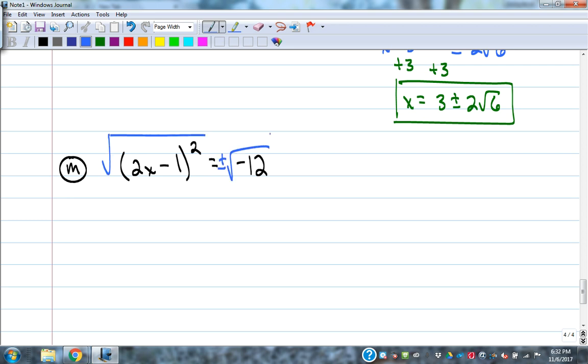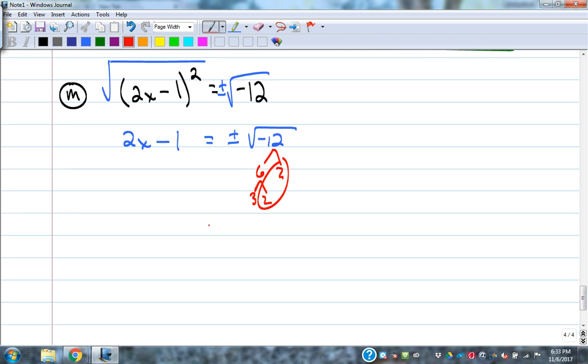Context clues, I think is what they call that in English class. Look at the problem, see what's going on with it, and use what it's telling you to get the best way to solve that problem. And then simplify that square root. 6 and 2, 3 and 2, there's a pair of 2's. So what all comes out of that square root? 2i radical 3. And then we got 2x minus 1.